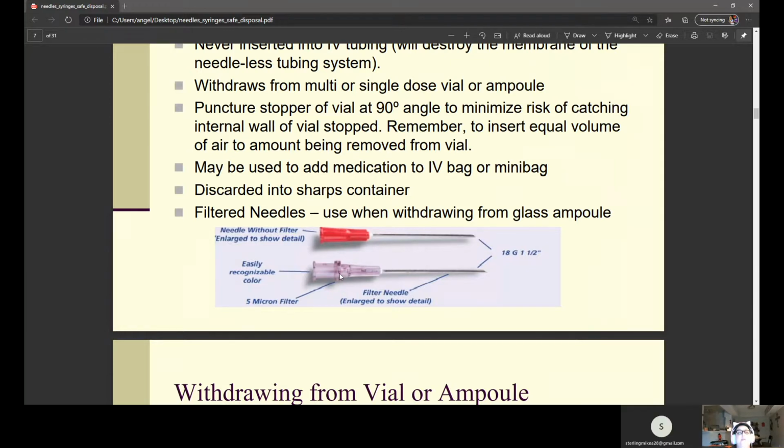But any time you use a medication from an ampule, you will always first draw the medication up with a filtered needle. And we do that to make sure no microscopic pieces of glass have entered the syringe. And then we would put our left hand or whatever hand behind our back, cap it back up, exchange that needle, and place a non-filtered needle.